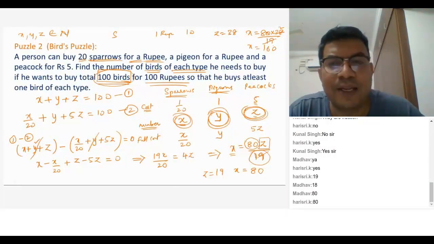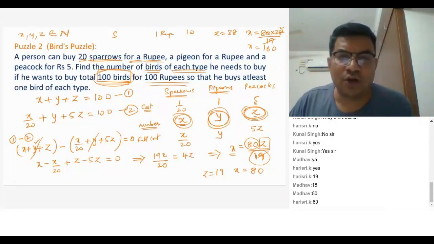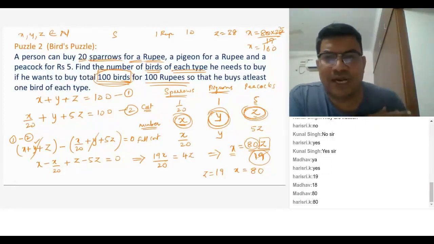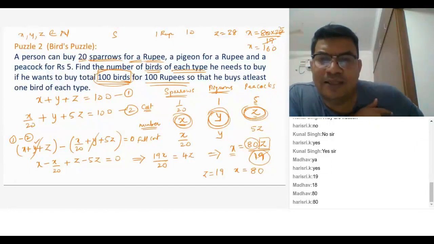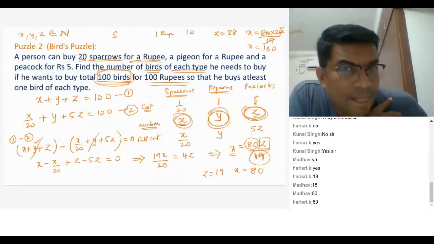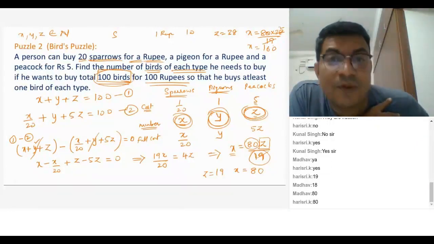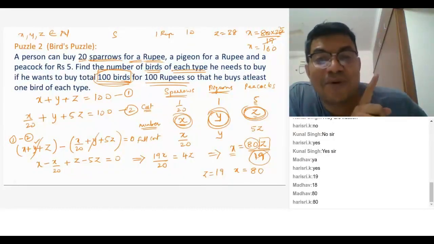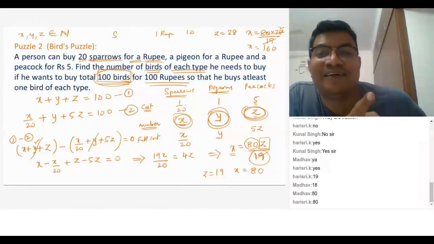Why can't I buy? You know, guys, do you want a solution or do you want to learn mathematics? You want a solution? I'll tell you the solution. You want to learn? Because it is given in the question, we have to spend 100. Wonderful. We have to spend only 100 rupees and the number of birds cannot be more than 100.